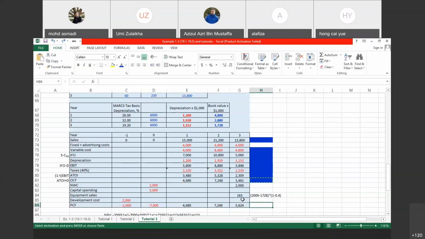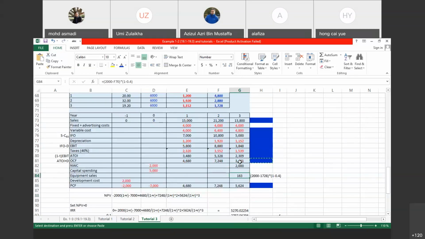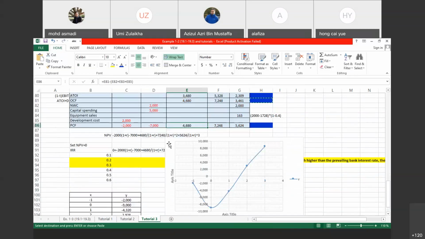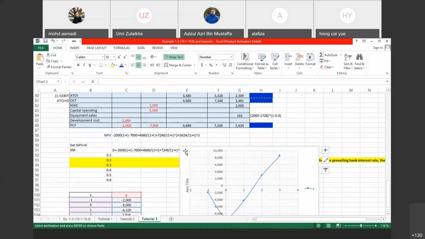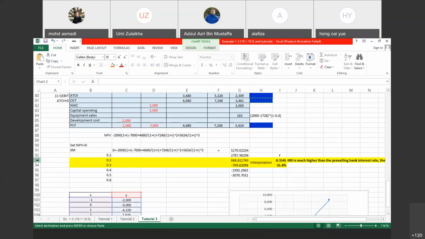For this one, if you look here, our equipment after 3 years is 2 million. 2 million minus the 1,728 times 0.4, so that we can get 160. Just add this, so we can get 5,000, 7,000, 4,000, 4 million, not 4,000. And then we calculate the IRR. If you look here, 35.4, much greater. So the project still continues if you choose the make scenario.